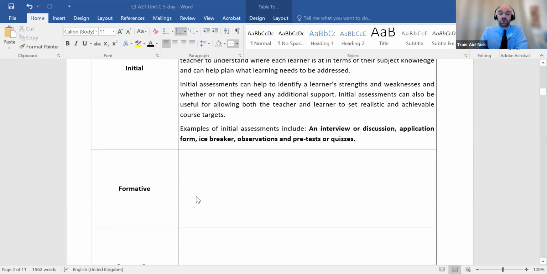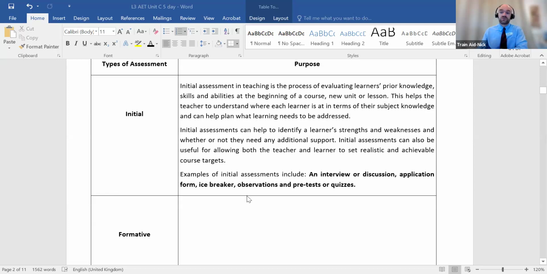We're moving on to formative assessment. So formative is otherwise known as the on-course assessment. So what is the purpose? The purpose of formative assessment is to check in with learners during the course to see whether or not they're on the right track with their course progress.